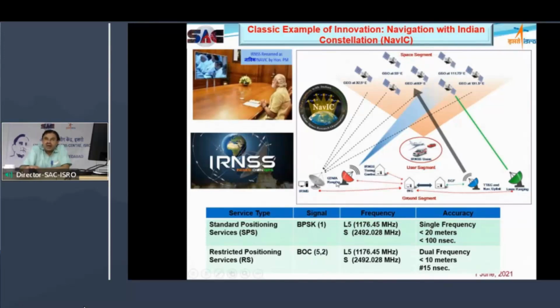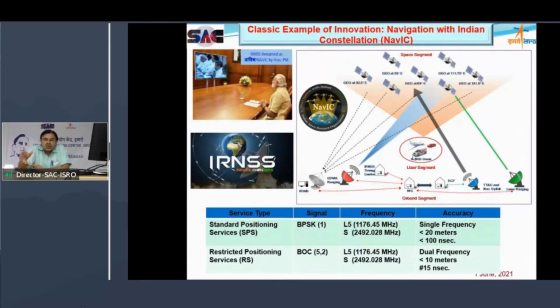So there are a number of ground stations to be set up in the whole country, and that also we have set up. And the third part is the user segment. User segment means people like you. You carry your mobile, and in mobile you have a GPS chipset. Something similar you will now have, a NavIC chipset in your mobile. So you can use NavIC to find out your location.